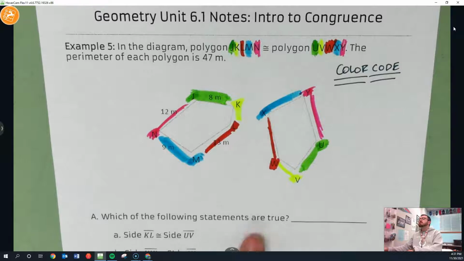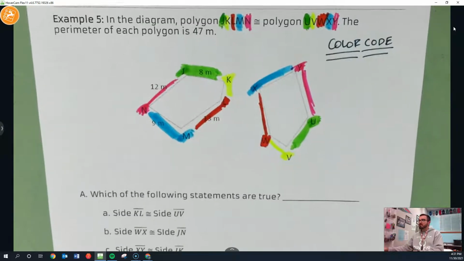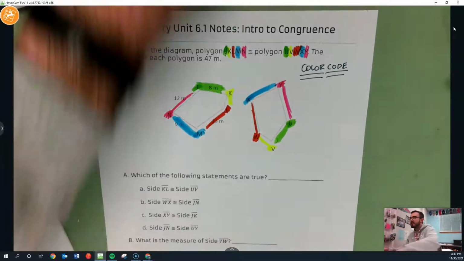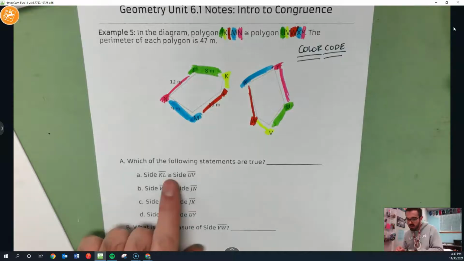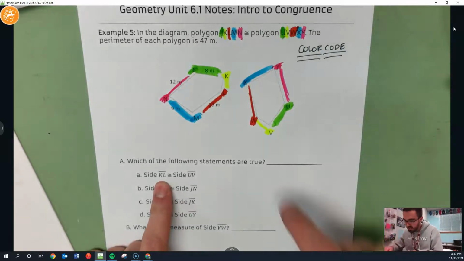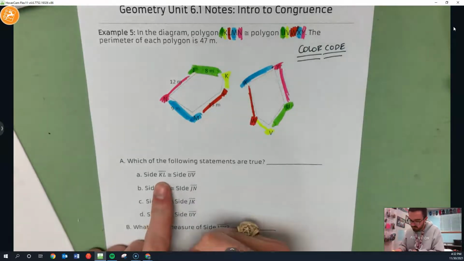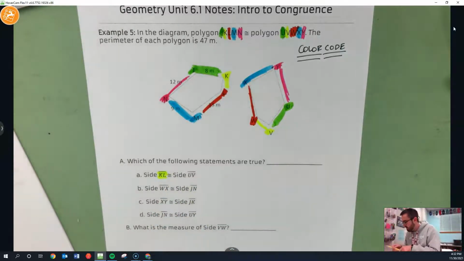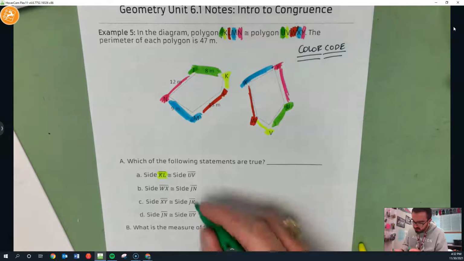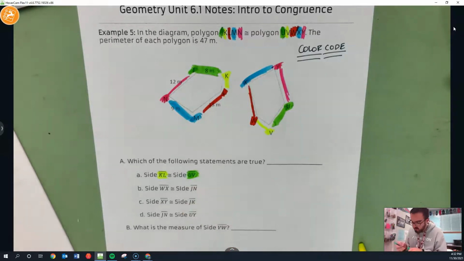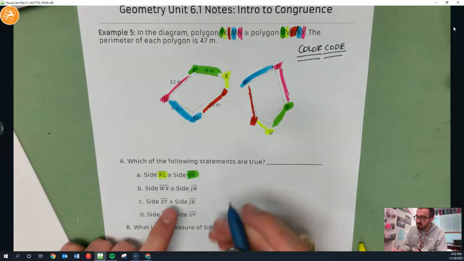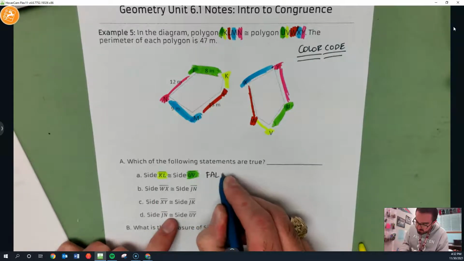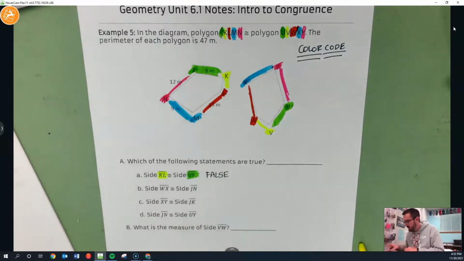Okay, it says, which of the following statements are true? Well, side KL. What color is side KL? It is yellow. Side UV. Side UV is green. Are those the same color? They are not. So are they congruent? They are not. Same color, congruent; different color, not congruent.